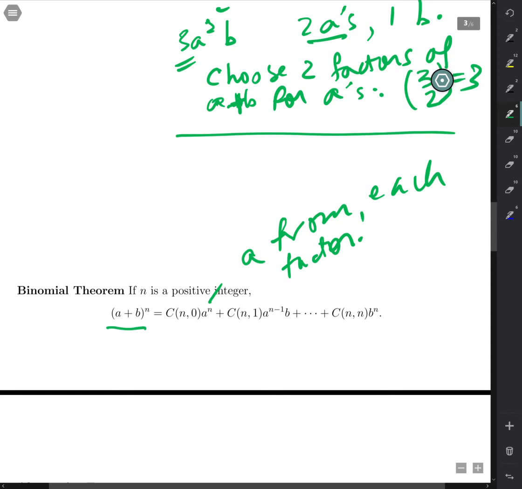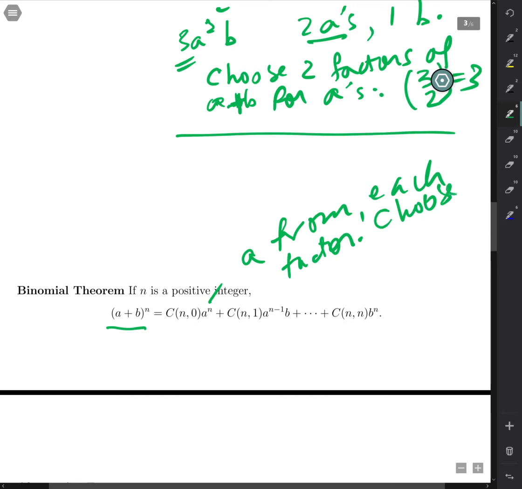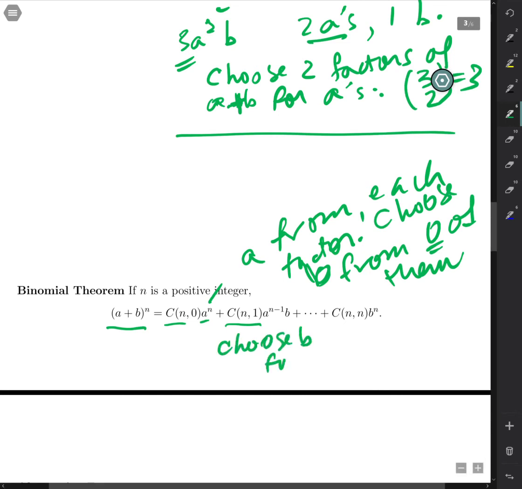So we're choosing 0 b's, b from none of them, b from 0 of them. The number of ways we can do that is C(n,0), and then we'll have n a's. The next one we'll choose b from one of them. Well, there's C(n,1) ways. Choose 1 to give us a b.